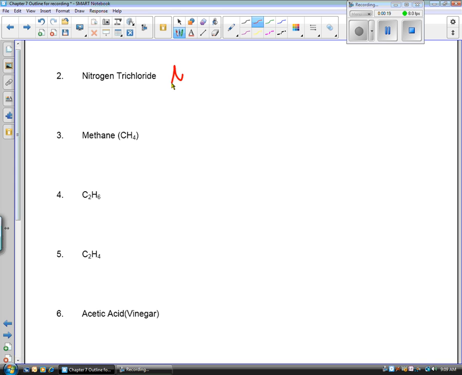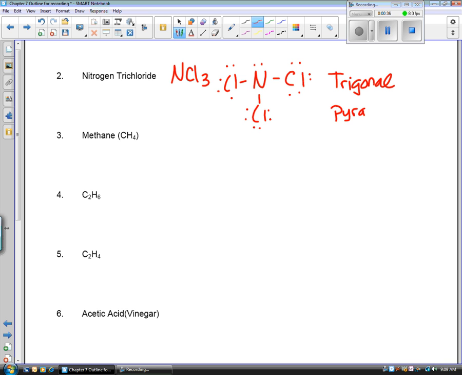So nitrogen trichloride is NCl3. So we have nitrogen and 3 chlorines. Our central atom is our nitrogen. It's bonded to 3 things, so it's trigonal. It has an extra set of electrons, so it's pyramidal. Okay, so it's trigonal pyramidal.